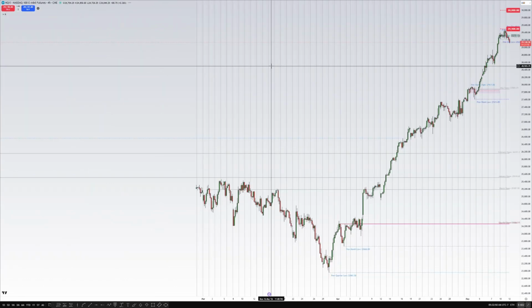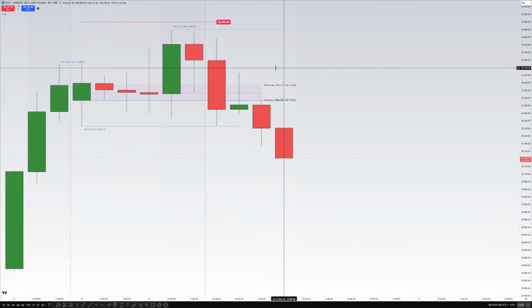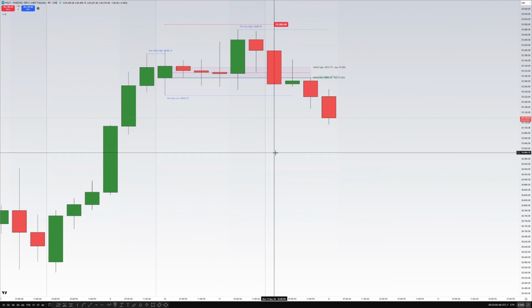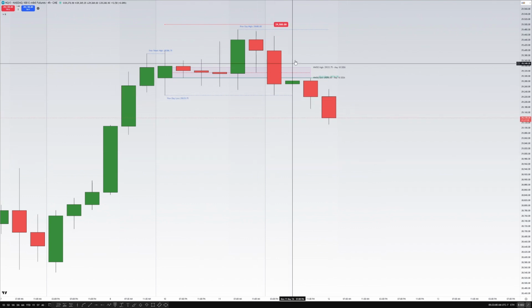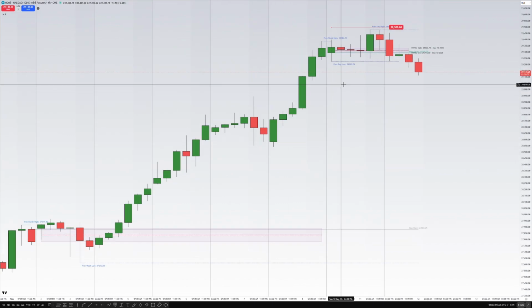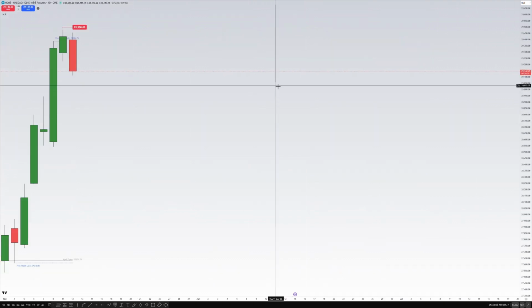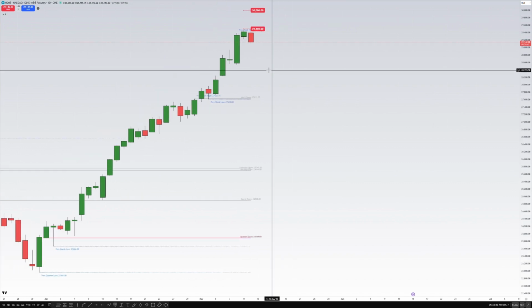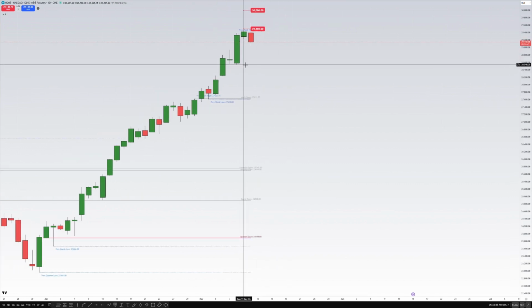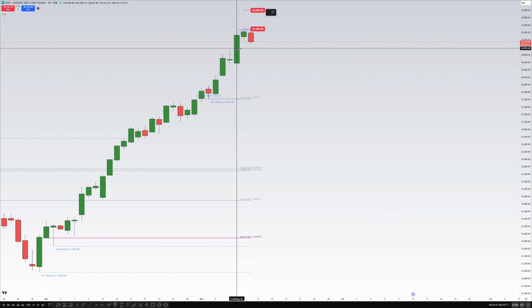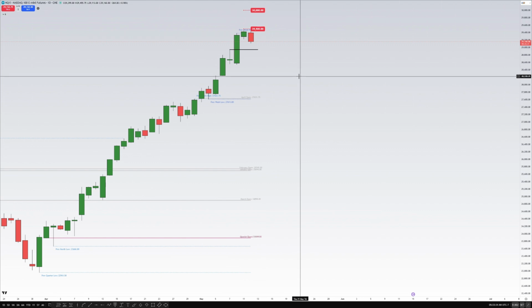Nasdaq currently got a change in the state of delivery on the 4 hour. So what we will be anticipating is price to come lower into these gaps, possibly down into 939 as a first target on the day.